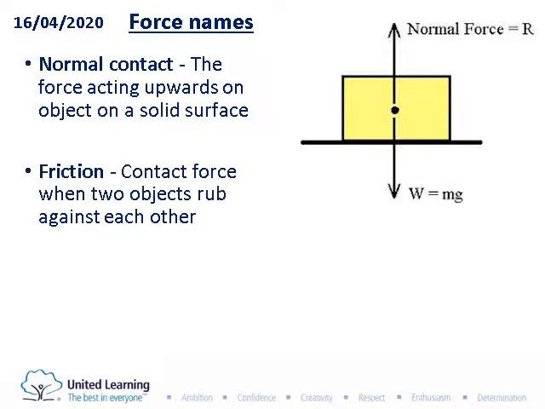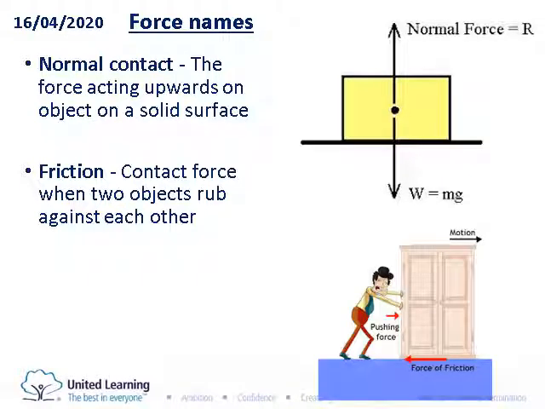And finally, if two objects are rubbing against each other, the force that goes in the opposite direction to that movement is called friction. So friction always acts opposite to any force that is trying to move an object along a surface. You can see here the person is trying to push the wardrobe along the ground. So the pushing force is pushing it forwards, and the force of friction is acting opposite to that.